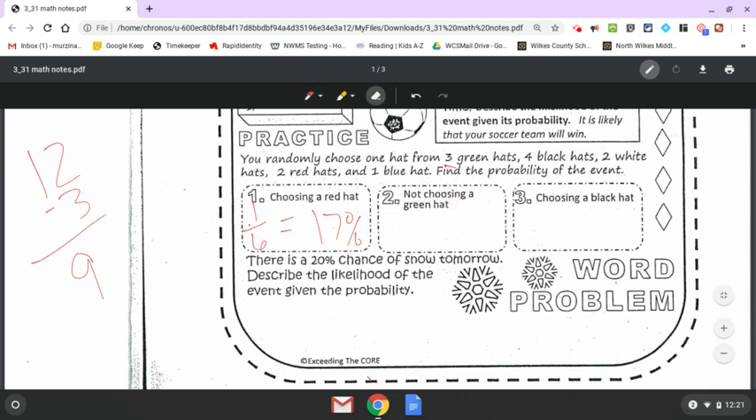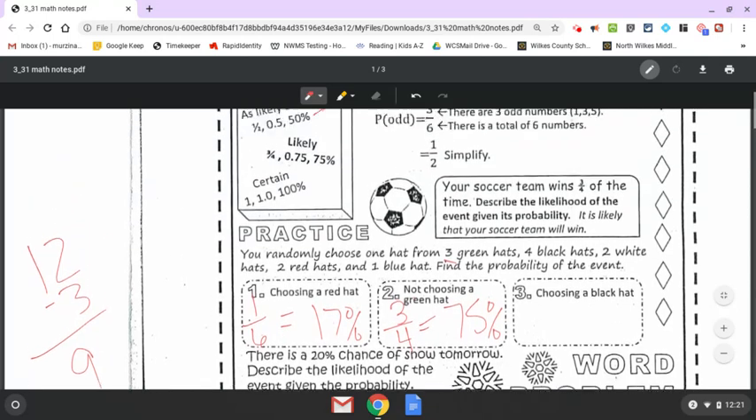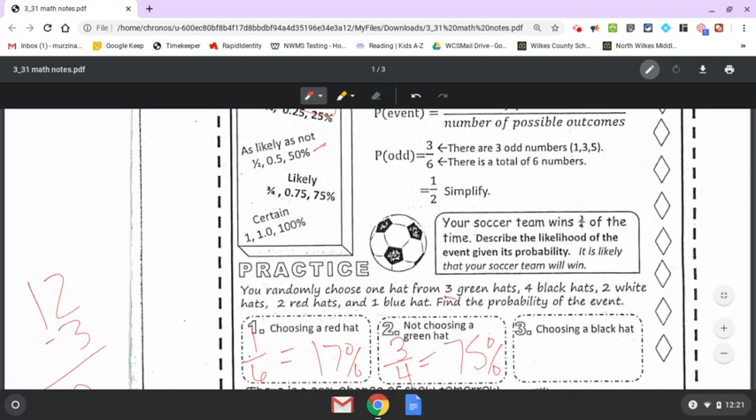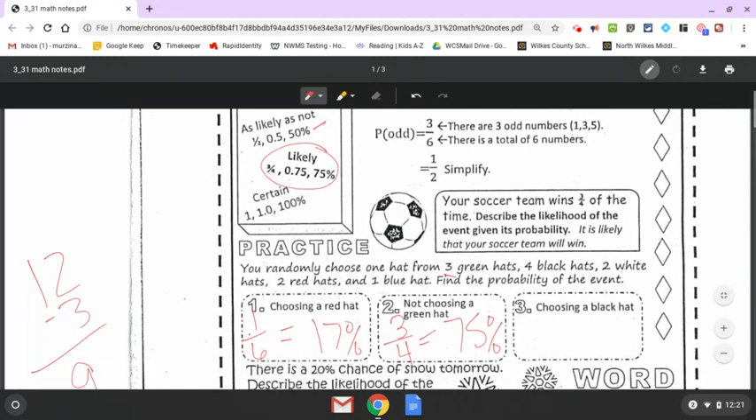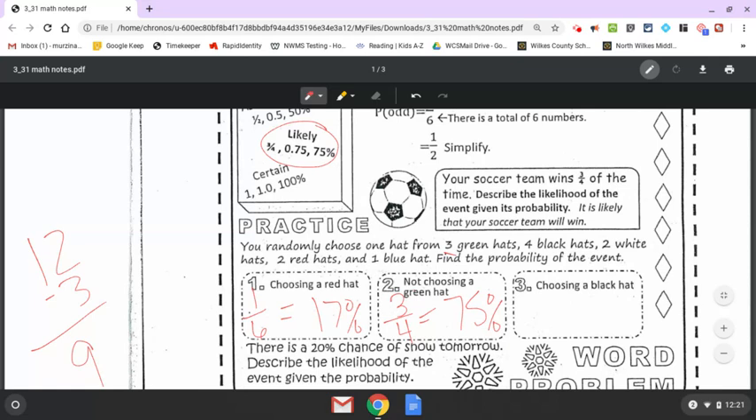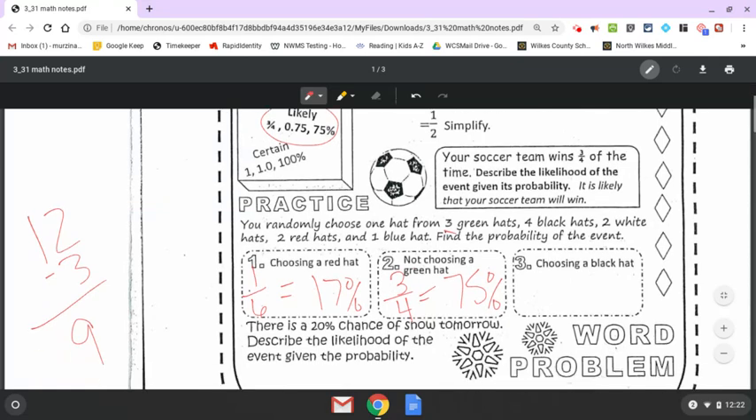So if we have a 3/4 chance, or 3 out of 4, that translates to 75%. So you have a 75% chance of not choosing a green hat, choosing any hat other than a green one. And if we go back up here and look at our probability scale, since it's at 75, it is very likely that you are going to choose a hat that is something other than a green one.